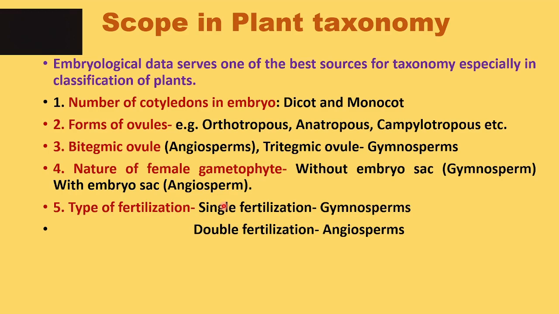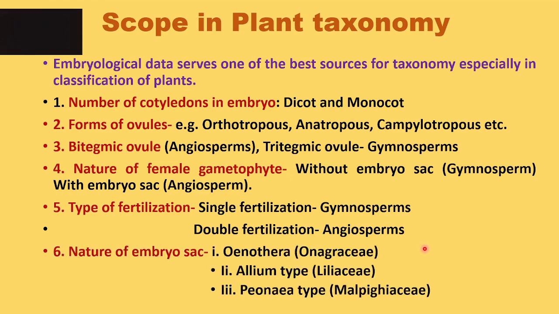Then there are different types of fertilization. This is a very common type of embryological data which can be used for the differentiation of gymnosperms from angiosperms. So single fertilization is the characteristic feature of gymnosperms only, and double fertilization is the characteristic feature of angiosperms only. So we will see the details about all these in the next lectures.